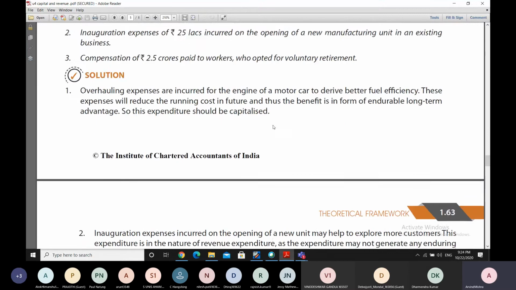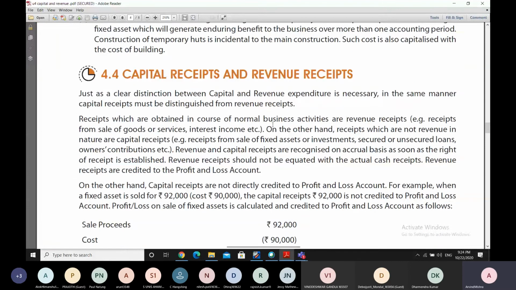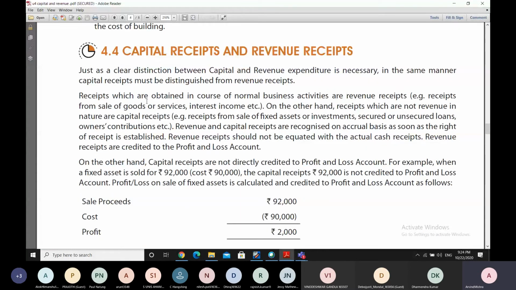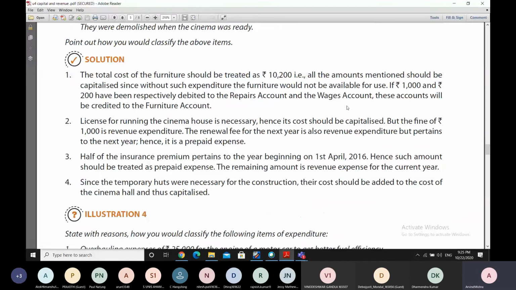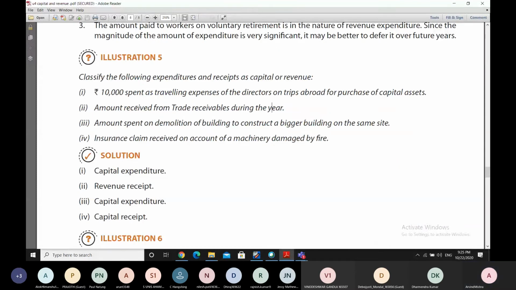I would like to point out to you in the first paragraph itself, when we studied capital and revenue receipts, in the first line it is stated clearly, receipts which are obtained in the course of the normal business activities are the revenue receipts, and those receipts which are not revenue are capital. So here, as part of 2, we can say the amount which is received from the trade receivables, being part of the normal business activities, is a revenue receipt in nature.